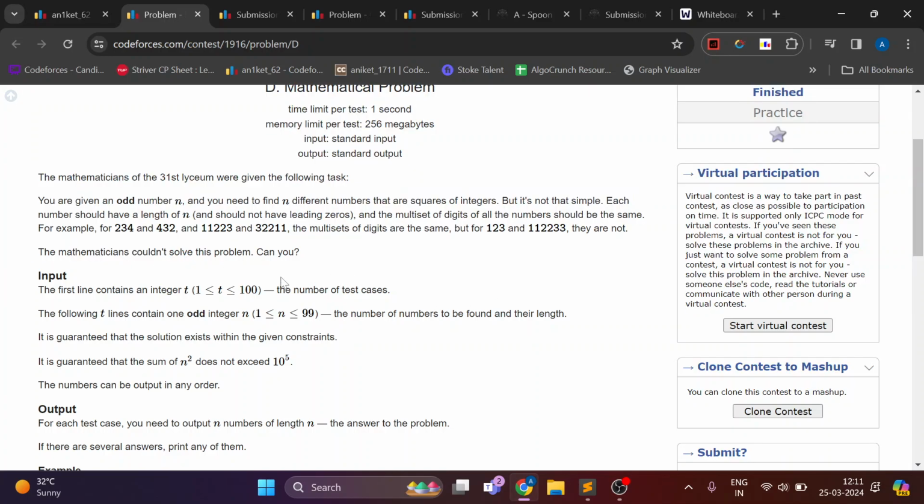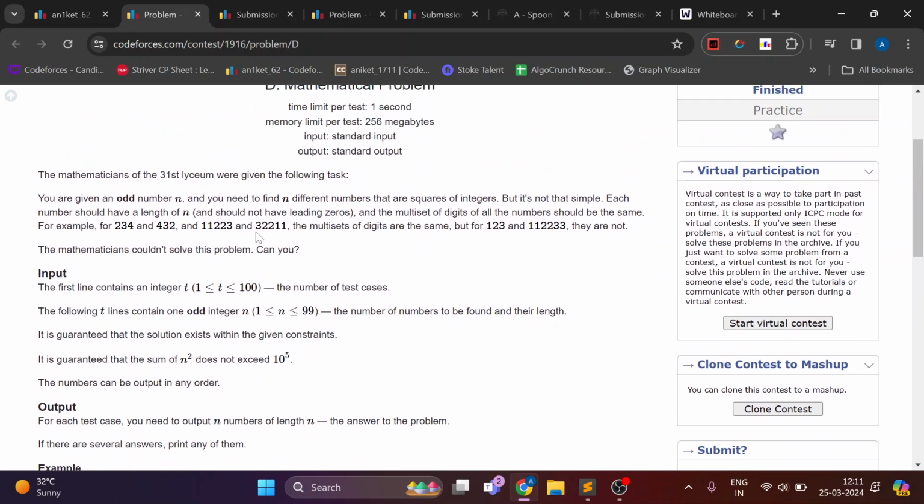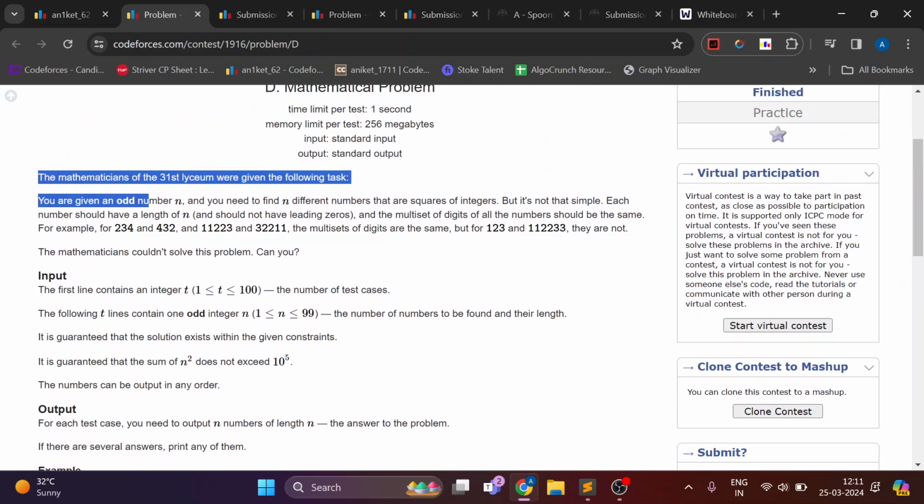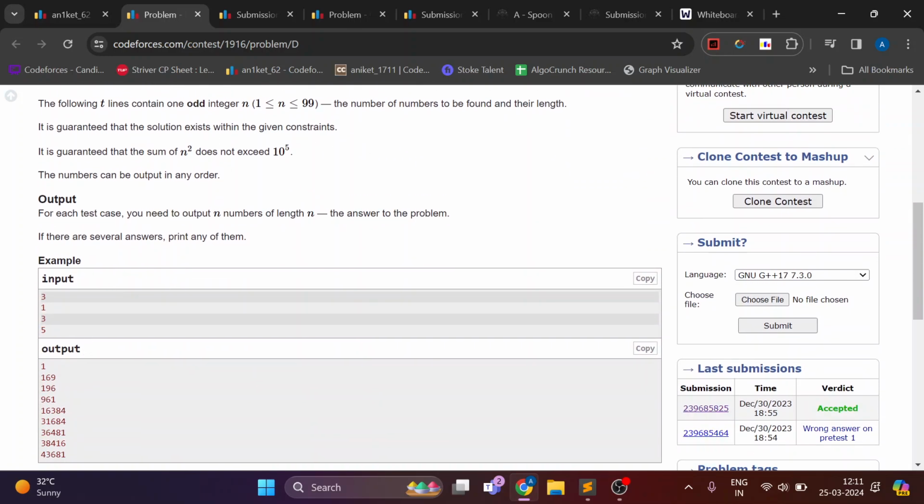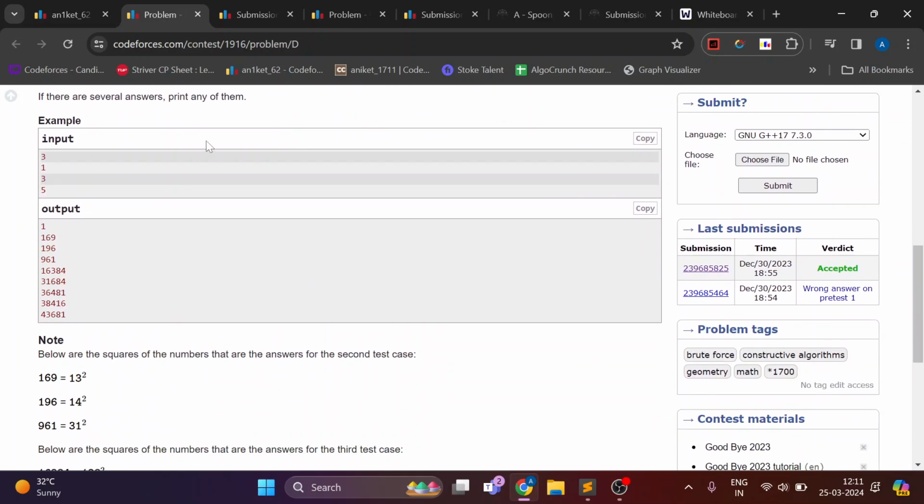So this is a type of mathematical plus constructive problem, and you can take some time or pause the video here and try to find a solution. Before that, let me just explain one of the sample test cases.